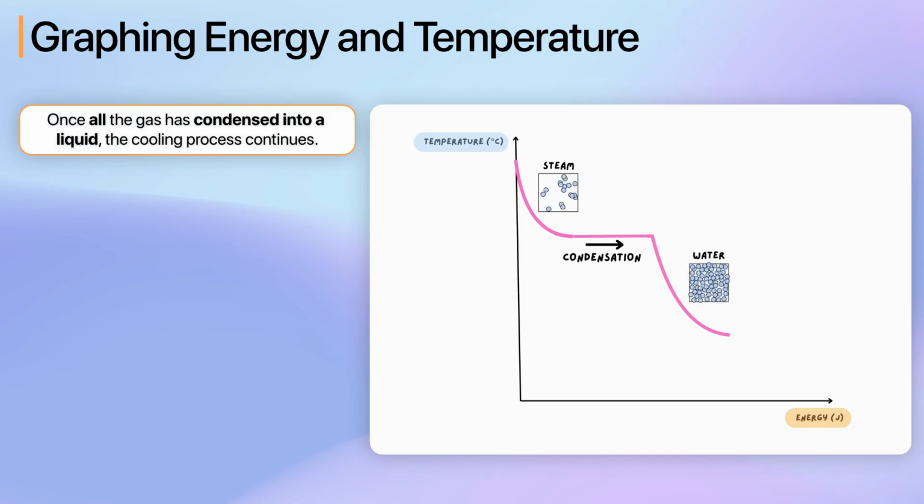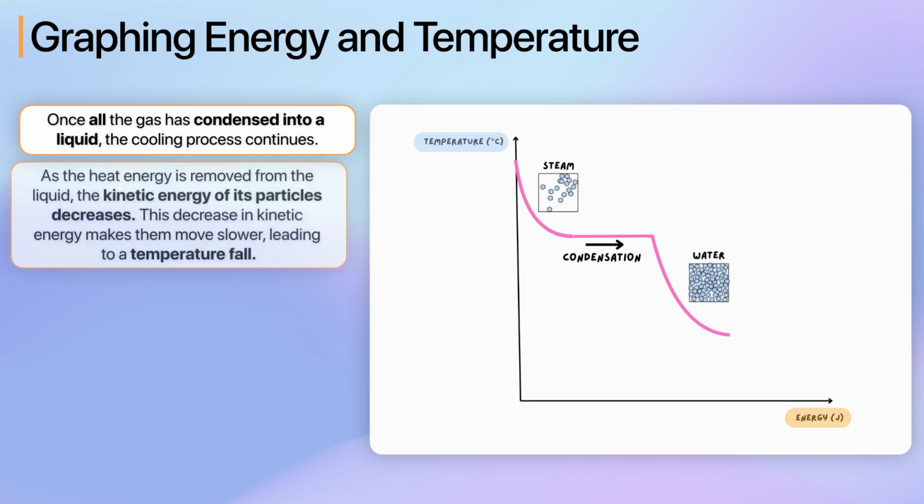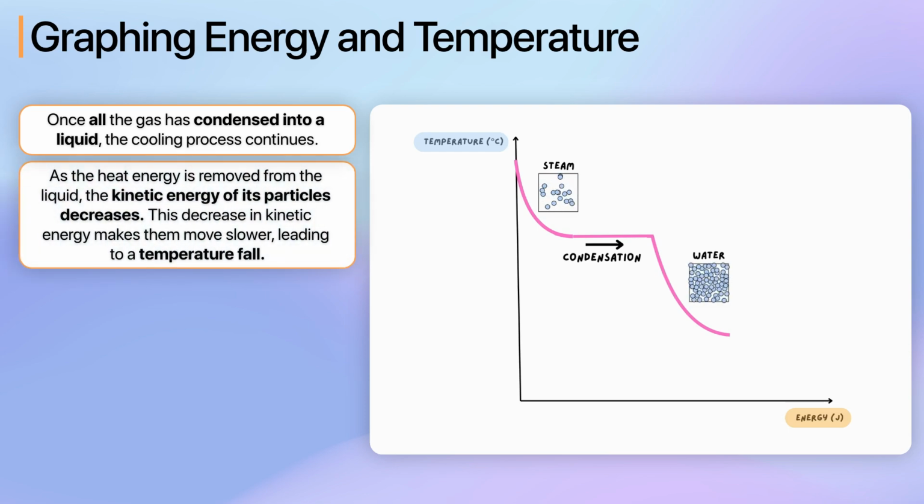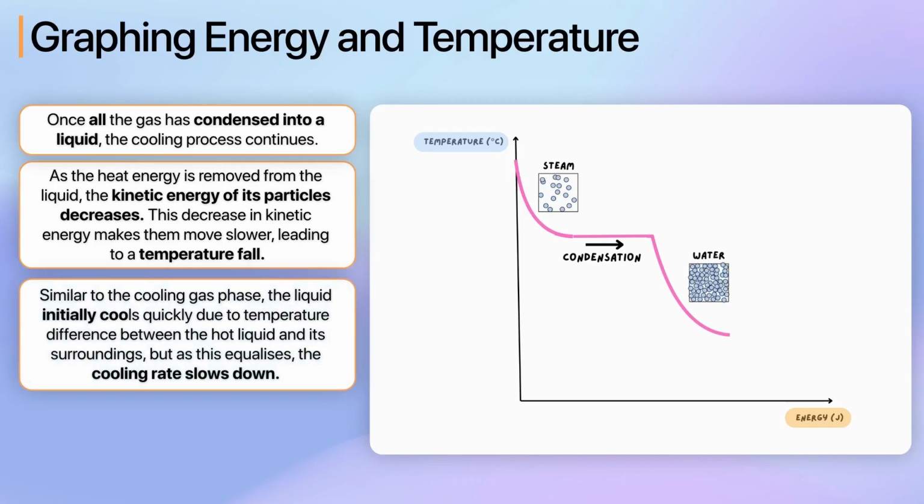The liquid now starts to lose heat energy, causing a drop in its temperature. During this stage, as the heat energy is removed from the liquid, the kinetic energy of its particles decreases. This decrease in kinetic energy makes them move slower, leading to a temperature fall. Initially, this cooling might be rapid due to the temperature difference between the hot liquid and its surroundings.